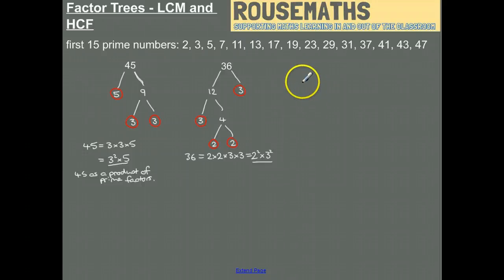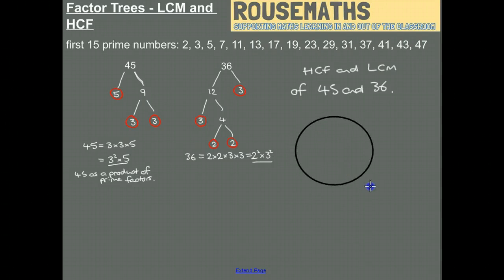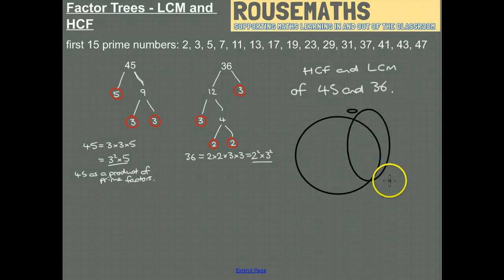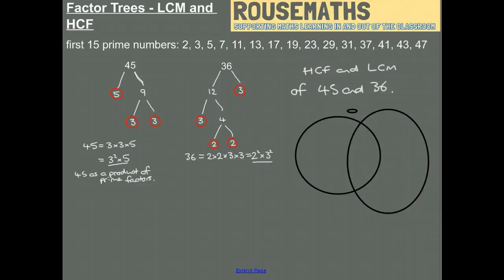So what I'm going to do now is I'm going to find the highest common factor and the lowest common multiple of 45 and 36. Now I'm going to do that using a Venn diagram. A few different ways of doing it, but this is one that always kind of works. It always works. Doesn't kind of work, it always works. Okay, don't need that third circle there.